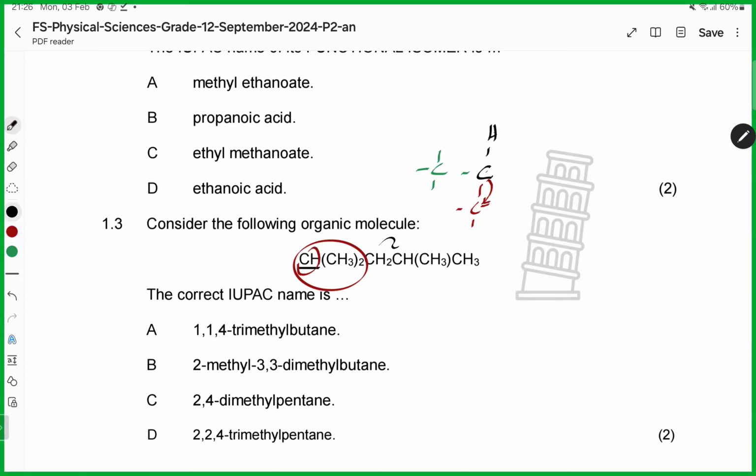There's the next one now. That CH2 is attached to that CH now. Then you've got another CH here, and you've got a CH3 there as well. And then you've got a CH3 at the end. So 1, 2, 3, 4, 5. 2,4-dimethylpentane is the answer. This was not an easy paper.